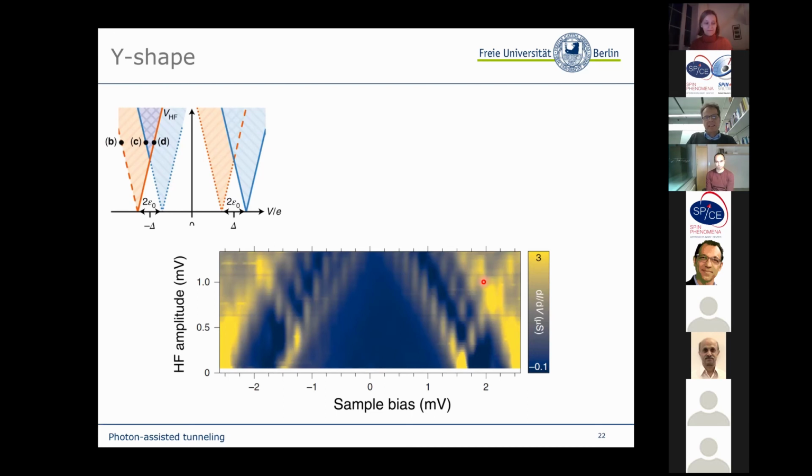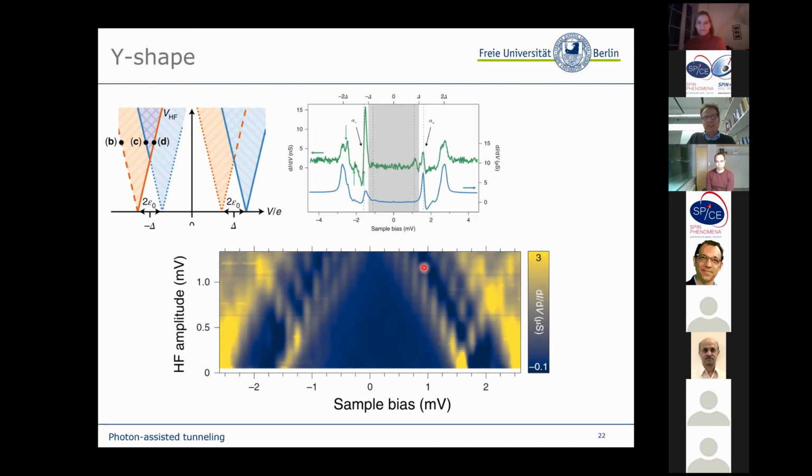In order to understand that, we have to notice that actually the electron and the hole wave function of this Shiba state are very different. So here are some data just in the absence of the microwave radiation, and just looking at the resonances, and you see that the hole resonance is much stronger than the electron resonance. And this means that the hole tunneling amplitudes, the tunneling rates, are actually much larger than the electron tunneling rates.